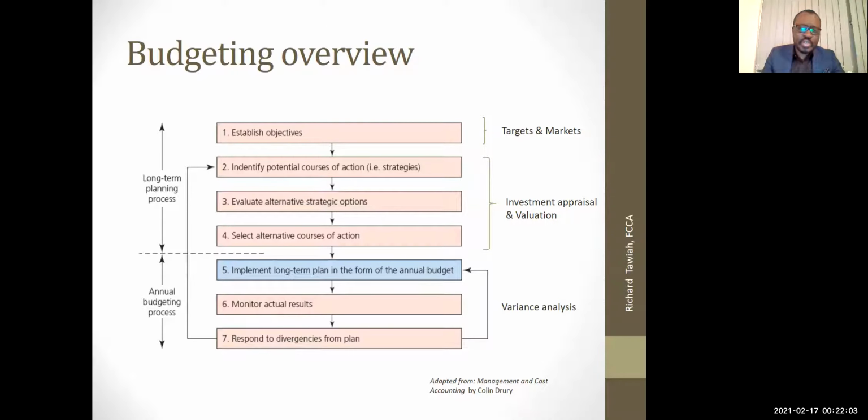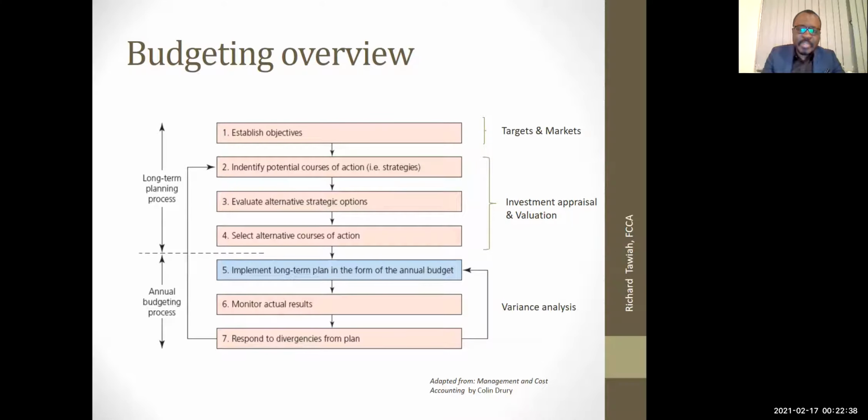The budgeting process, or the overview, is split into two. We have the long-term planning process and then the annual budgeting process, okay? The long-term process looks at specific items where we split the entire process into targets and then investment appraisals, okay? So first we establish the objectives and then we identify strategies that will help us to meet these objectives. We weigh these strategic options, and if they are okay, proceed with them. But if they are not okay, select alternative courses of action to be able to implement these objectives.